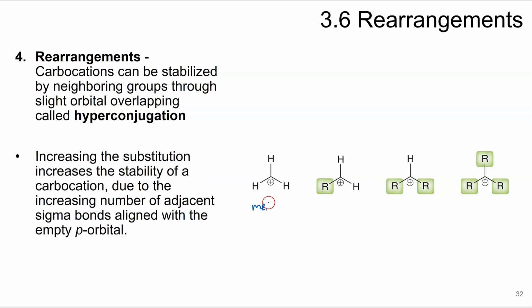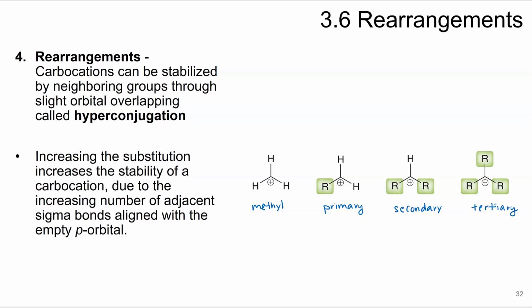A methyl carbocation, this is primary because there's one carbon group. Two carbon groups make it secondary. Three carbon groups make it tertiary.